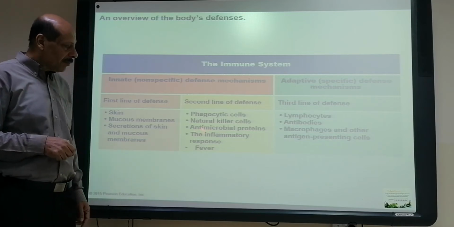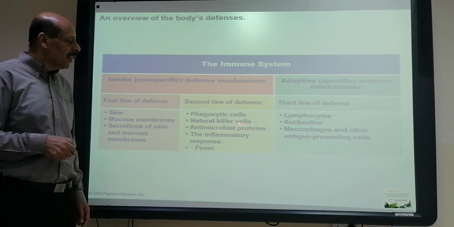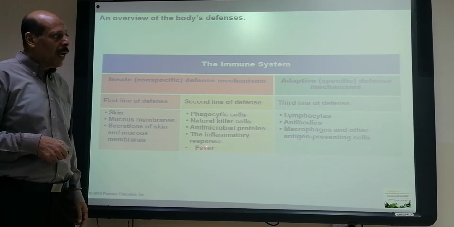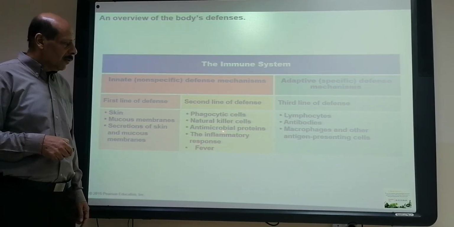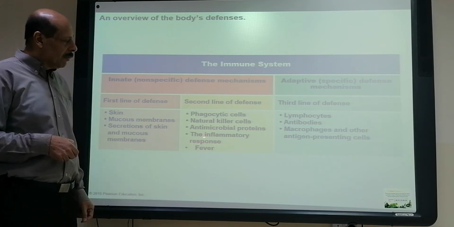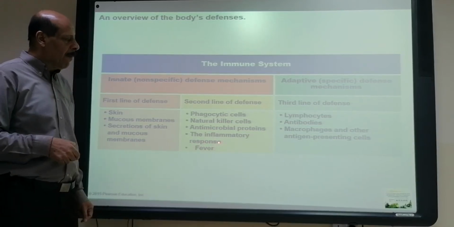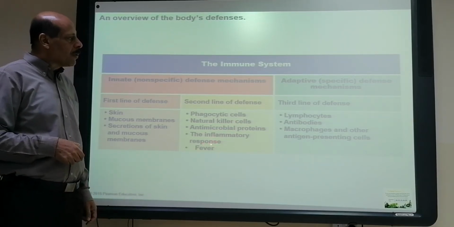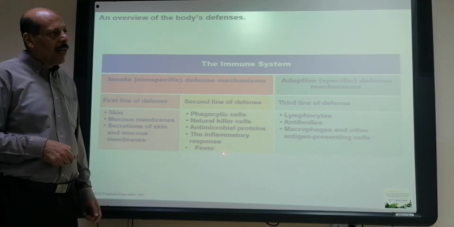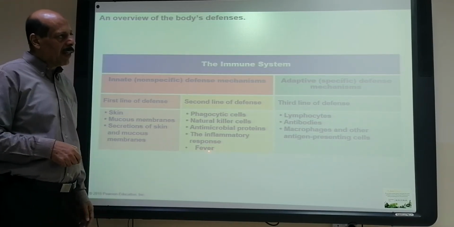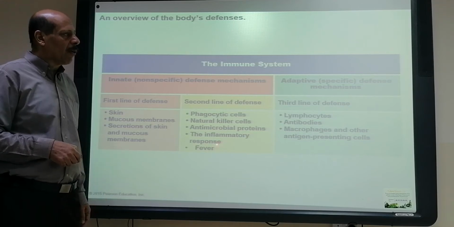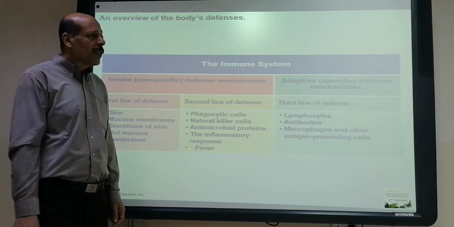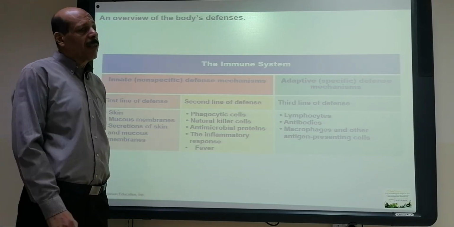Also, there are the antimicrobial proteins, which are there in our body, and the inflammatory responses and fever. We will discuss all of them in the coming sessions, and those will lead to a medium that will prevent or inhibit the growth of microorganisms. The second part of the immune system is the adaptive specific immune system.